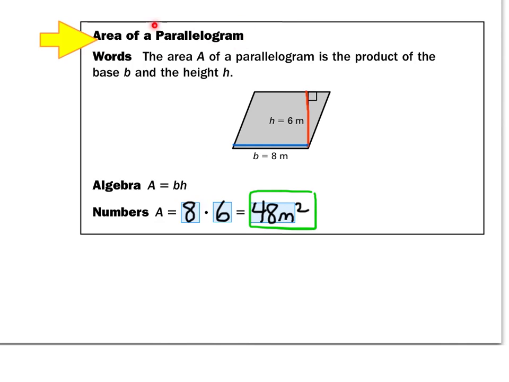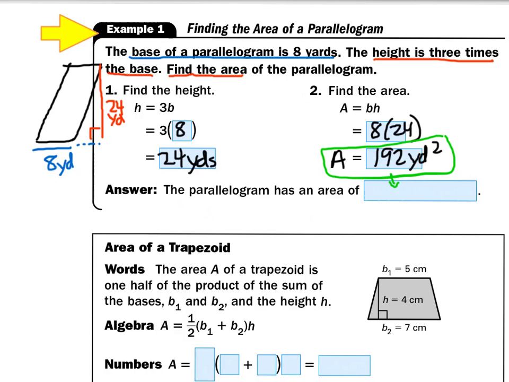Okay, so the area of a parallelogram is just the base times the height. And remember, look for that right angle symbol. And so area is just base times height. In this case, it would be 8 times 6, which is just 48. Now remember, for area, the units are to the second power. So this is 48 meters to the second power.